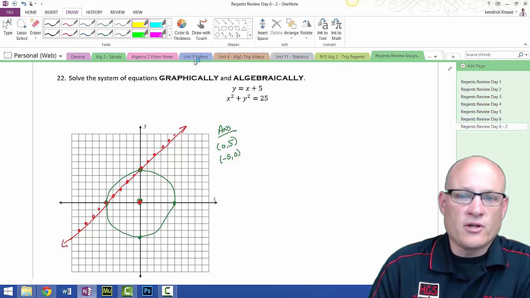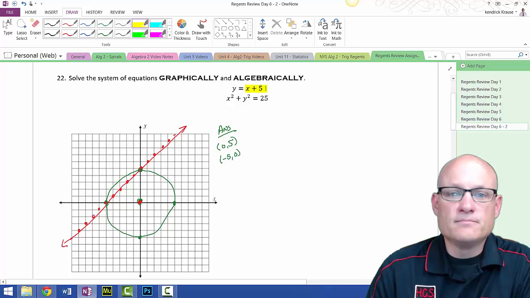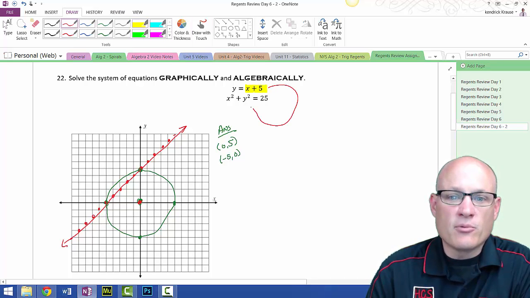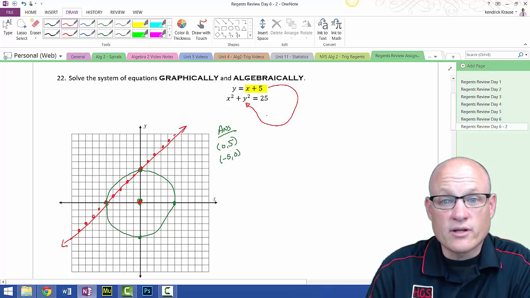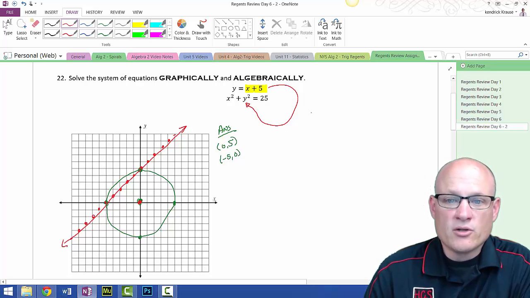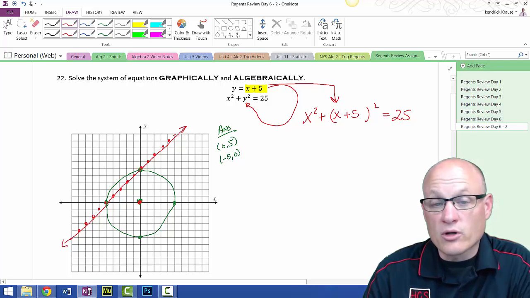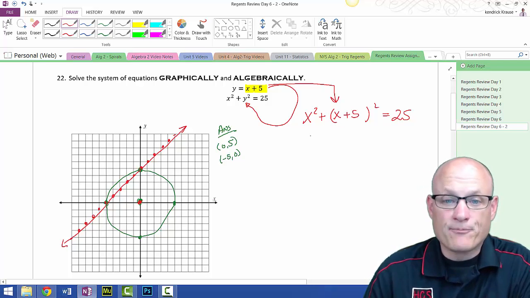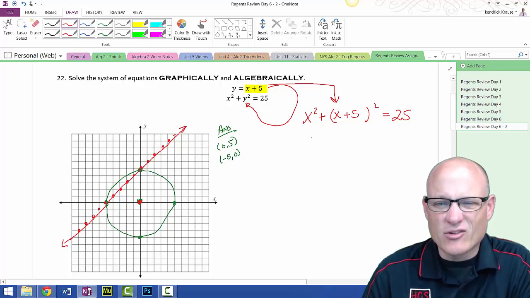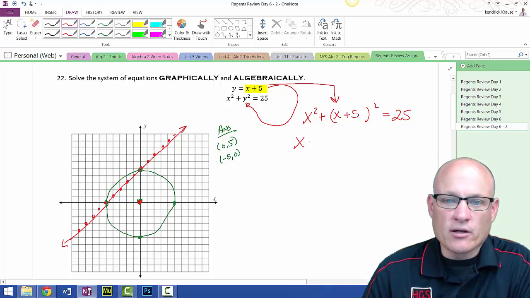So this, if you recall, is y. So what I can do with this is take this and plug it in for the y that I see there. It's called the substitution method. So instead of x squared plus y squared equals 25, we're going to plug this in for y, and we get x plus 5 here. Notice now we're only working in one variable, and that's what you want to be doing, because working in 2 variables kind of sucks.